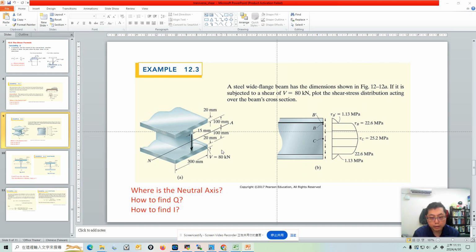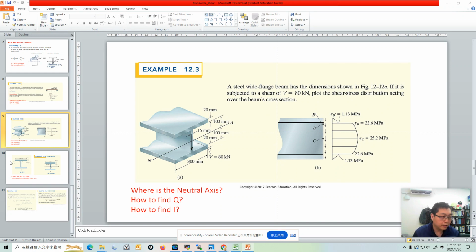This Y flange beam is subject to a shear of 80 kilonewtons, and the problem wants you to plot the shear stress distribution along the cross section area. Actually, I want to simplify the problem a little bit. The problem wants a drawn distribution, but all I want you to do is calculate the shear stress at B prime, B, and C. You don't have to draw the complete distribution because that takes too much time.